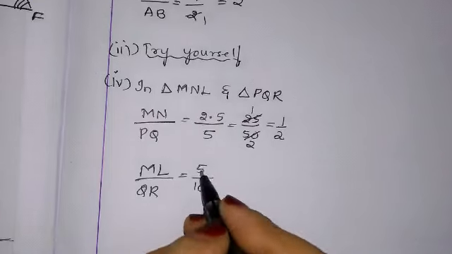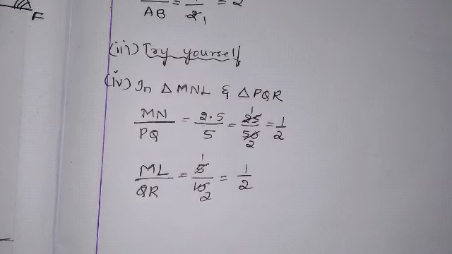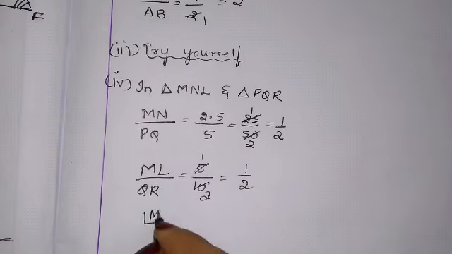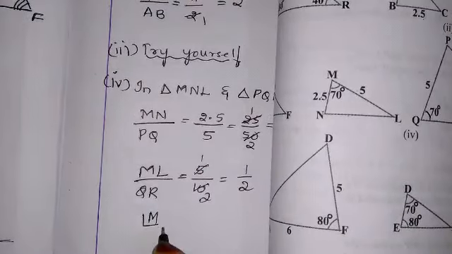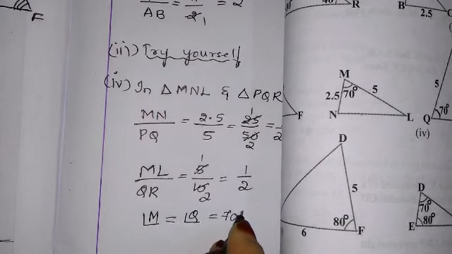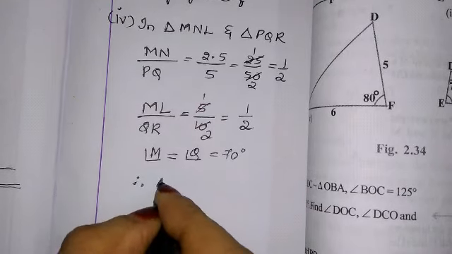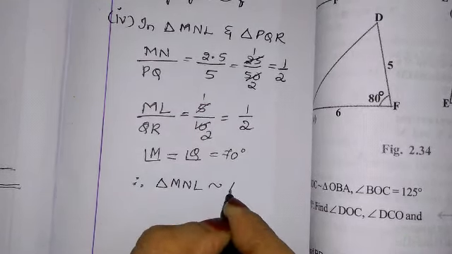So here we got 5 ones are 5, 5 twos are 10, again 1 by 2, and angle 70 is equal to angle 70. That is angle M is equal to angle Q is equal to 70 degree. Therefore, triangle MNL is similar to triangle PQR.